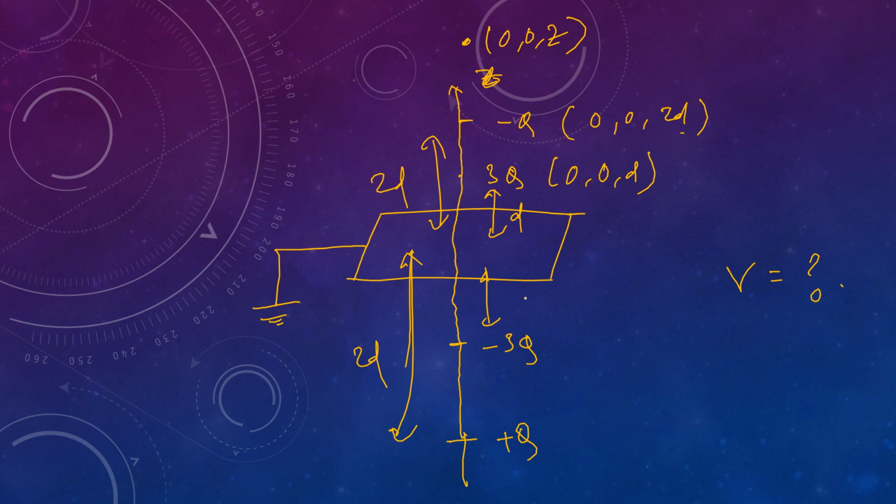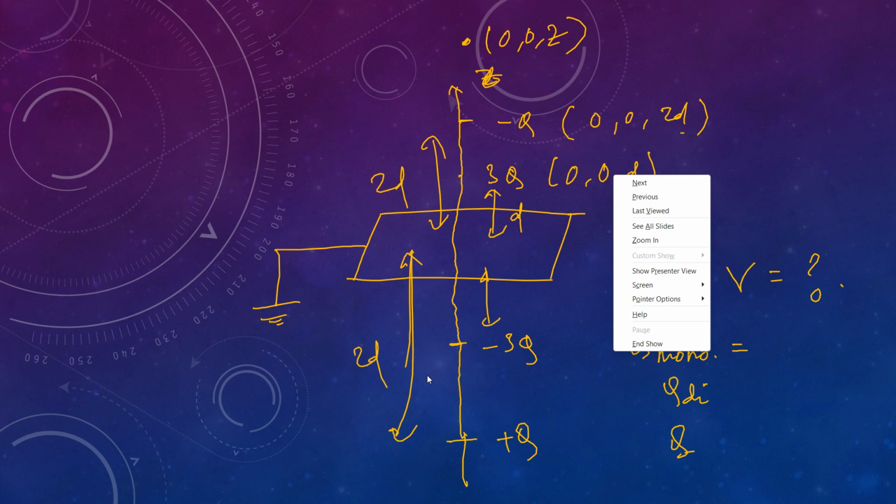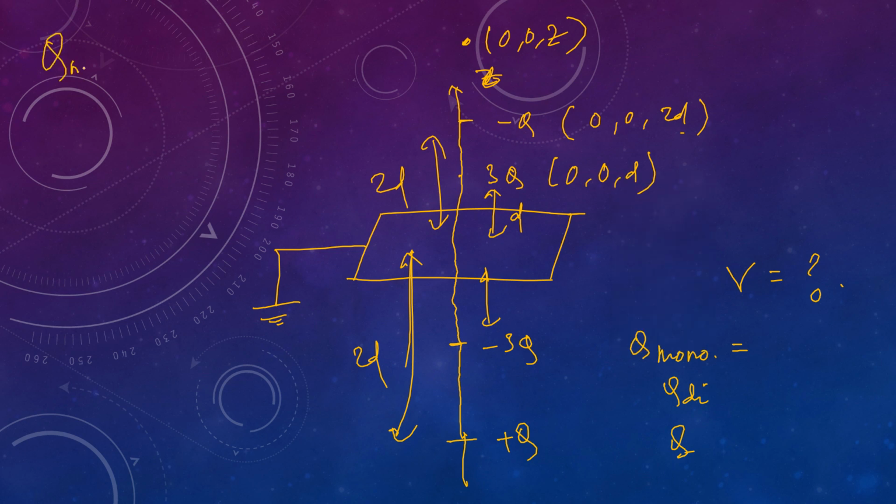Okay. So now for potential, what do we know? For calculating the potential's dependence on distance, we have to find the q monopole first. If it is zero, then we have to find the q dipole. If it's zero, then the q quadrupole, like that. So let's try. Here, what will the q monopole be? The summation of charges, that is minus q plus 3q plus q minus 3q, that is 0. So this is absent.